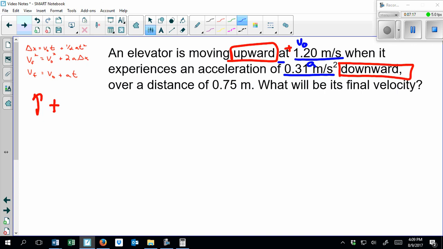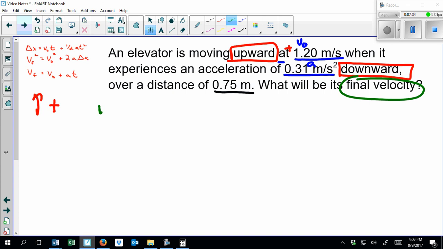If I don't do that, my answer changes. And it tells me that I go a distance of 0.75 meters. So that's my last given. So I've got my three givens. My unknown is my final velocity.